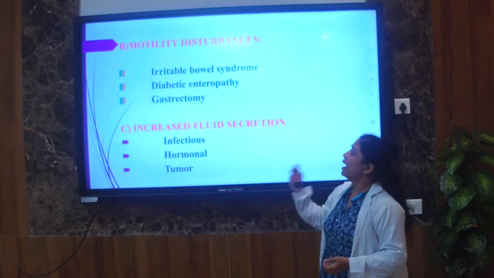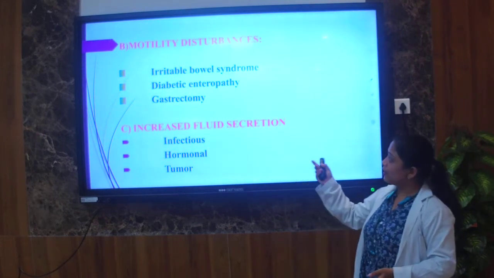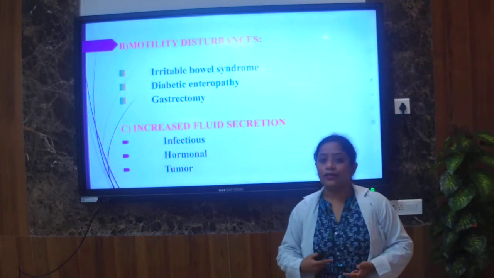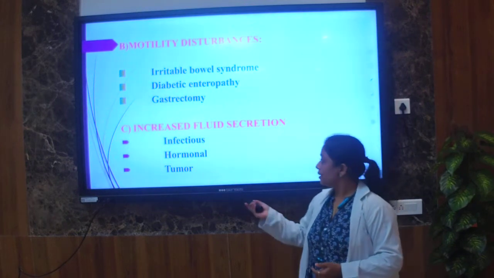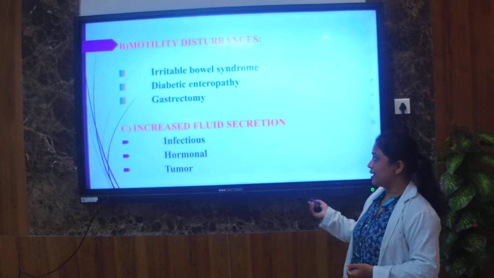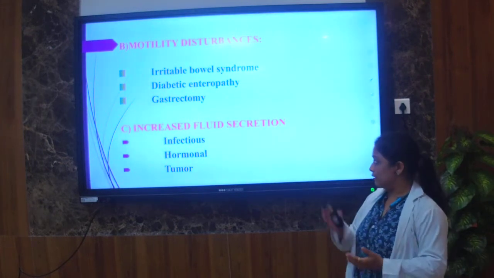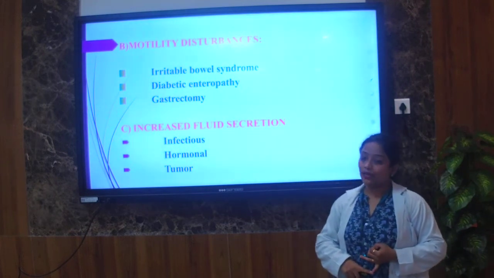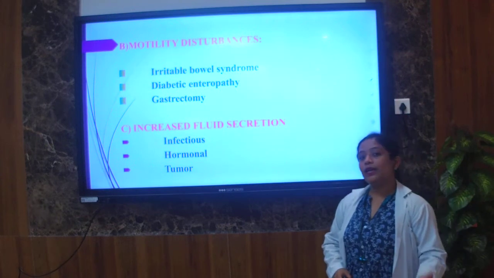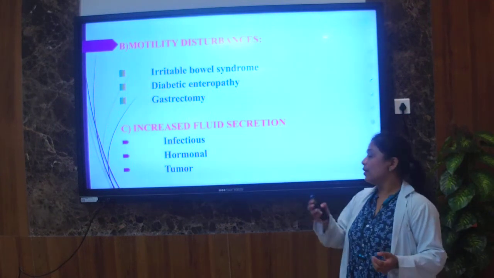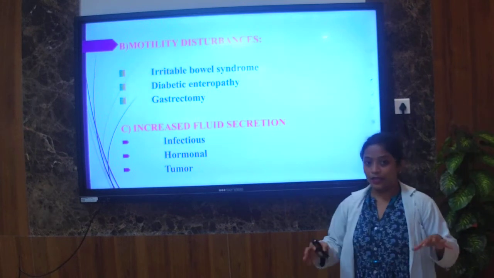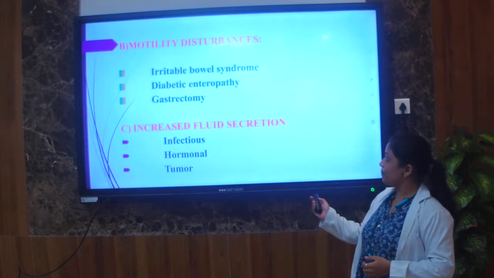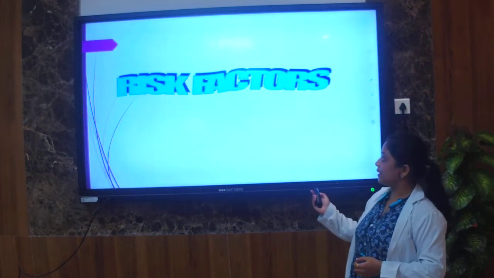Next is diabetic enteropathy. Diabetic enteropathy is also a cause of diarrhea. Next is gastrostomy. That is also a reason to have diarrhea. Next is increased fluid secretions. For example, if there is infection, there will be more secretion. Hormonal changes also cause it, and tumors. If there is a tumor in the rectum or in the digestive system, it also creates an increase in fluid secretion. Okay? Understood? So let's see the next one.